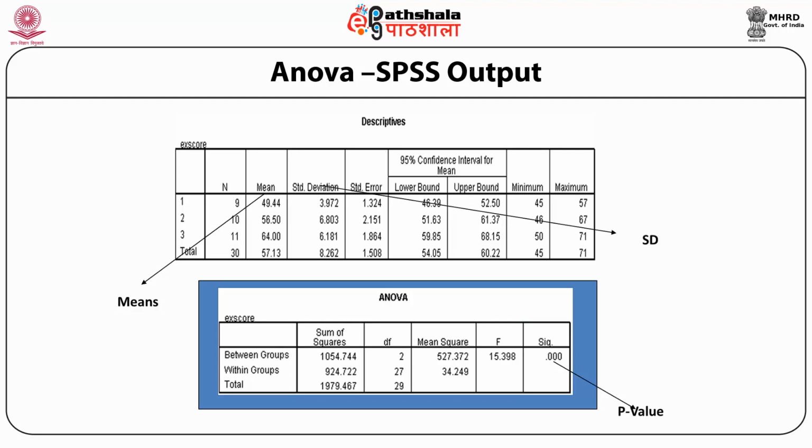H1 is that there is a difference in means. This is the statistical software output. Here the means are 49.4, 56 and 64. So look at the means. They increase: punishment is 49, reward is 56, indifferent, neither punishment nor reward, is 64. So it is increasing. And look at the p-value: sig is 0.00, it is significant. That means the three teaching methods are different.